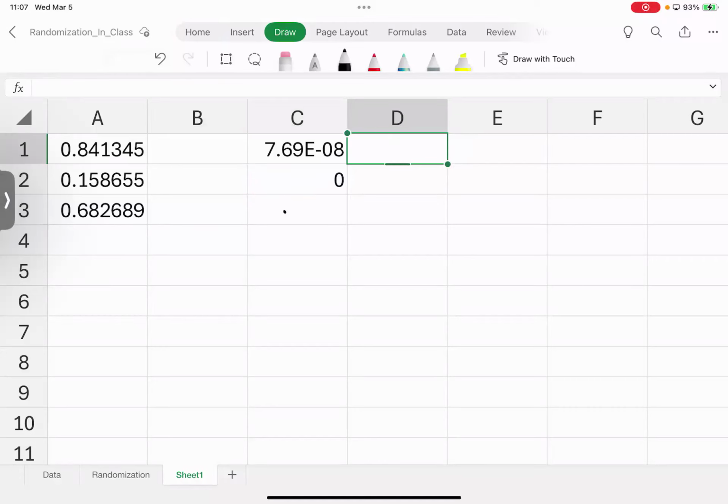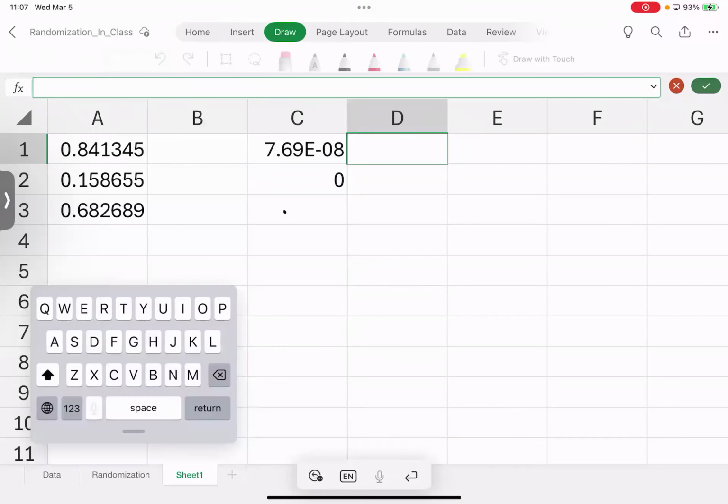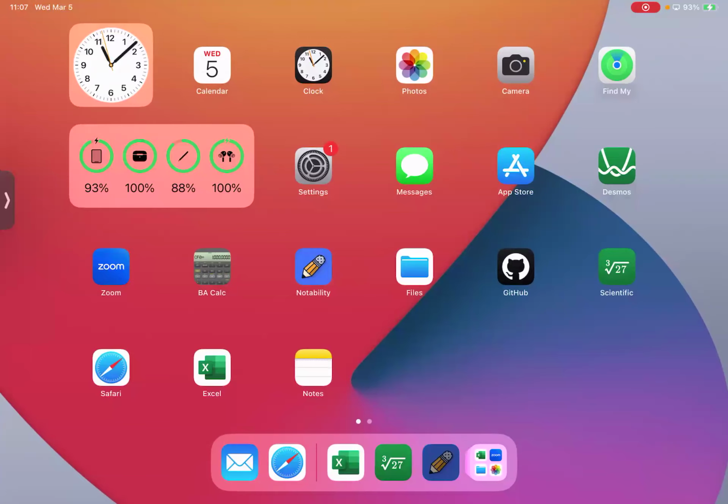What a pain. Okay, let's see here. Equals. Why isn't it doing it? I'm just trying to multiply by 2. That's all I'm doing. Okay, let's just do it.